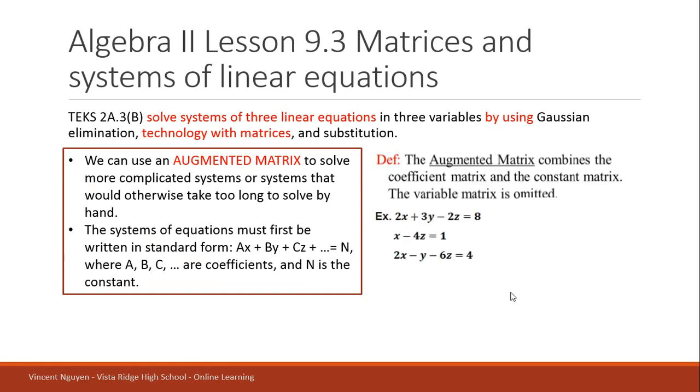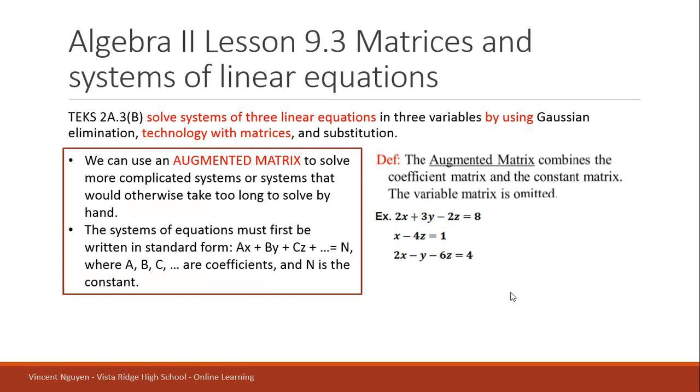Here's a system. You have 2x plus 3y minus 2z equals 8. And then you have x minus 4z equals 1. Notice the second equation is missing the y variable, right? So it's 0y. There's no y, right? And then the last equation is 2x minus y minus 6z equals 4. As you can see, each equation has three variables, well, except for the second one. So this is what we consider three equations with three unknowns, right? We have x, y, and z, and we don't know what they are. We're supposed to find them.